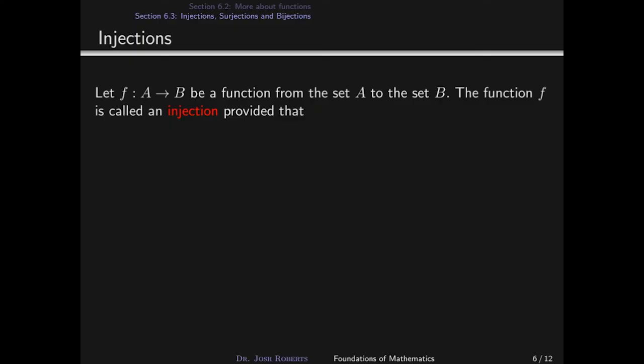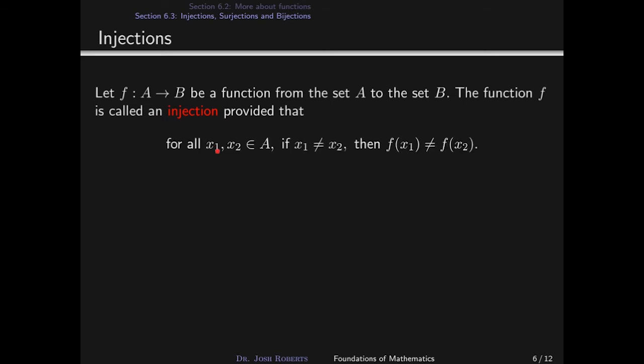All right, now we're moving on to the section 6.3 material, where I'm going to define some adjectives to apply to functions and some other names we can give them if they satisfy certain criteria. The first of which is an injection, or an injective function. So start out with a function f from A to B. A is our domain, B is our codomain. And then the function is called an injection, provided this definition is satisfied.